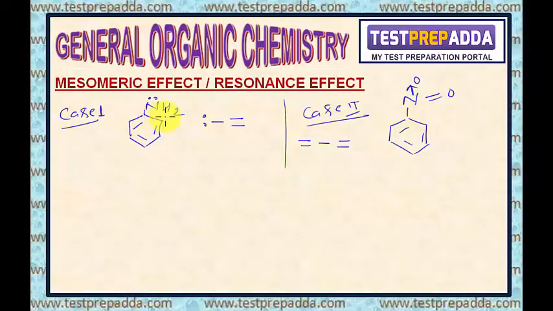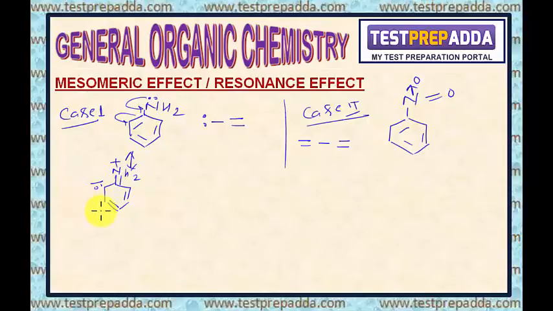I have already told you how to write resonating structures. The breaking of bonds in this manner. So the second resonating structure will be written in this manner. Negative charge will come here. Since nitrogen is giving its electron, that is why nitrogen gets plus.